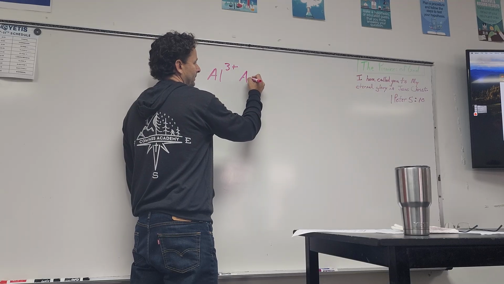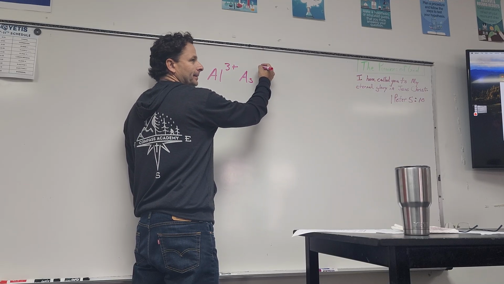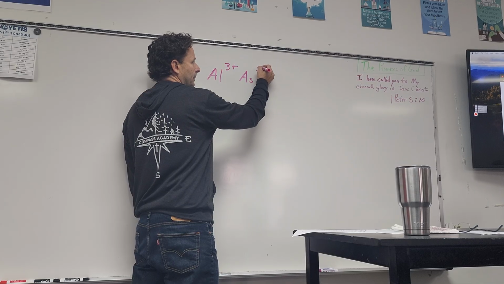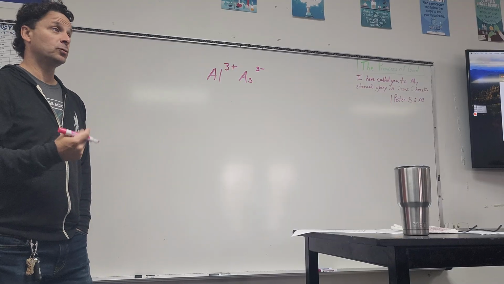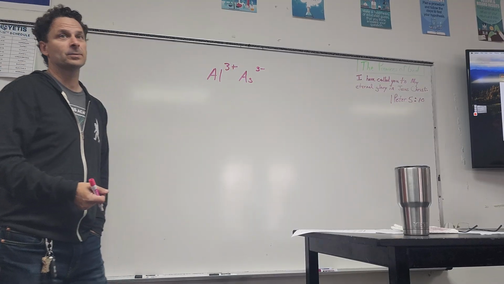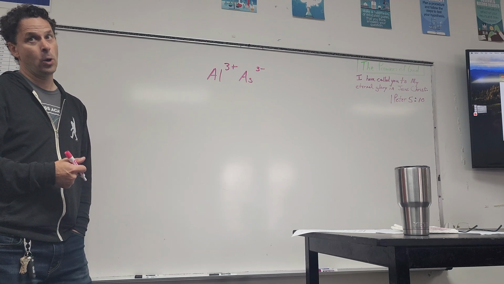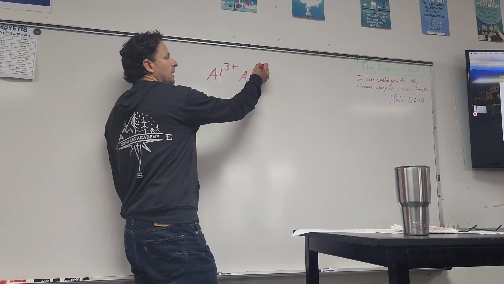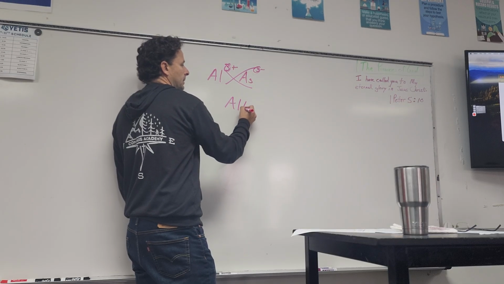Arsenic is in group 15. How many will it add? 3. It's arsenide. Arsenide is the ion of arsenic. Remember, you drop the ending and add IDE. That's why we've said chloride, oxide. This is a 3-to-3 ratio. AlAs.